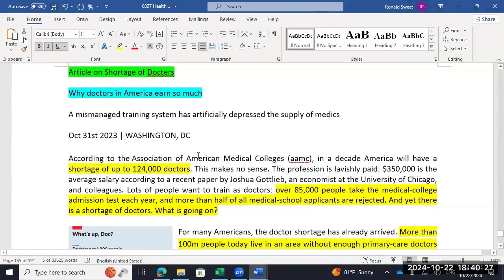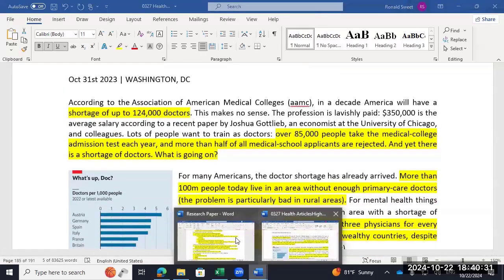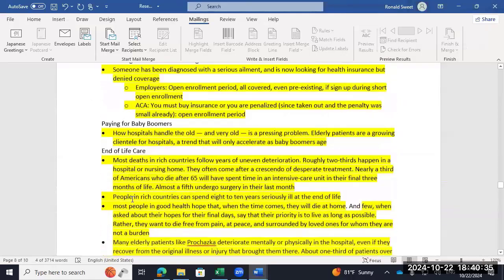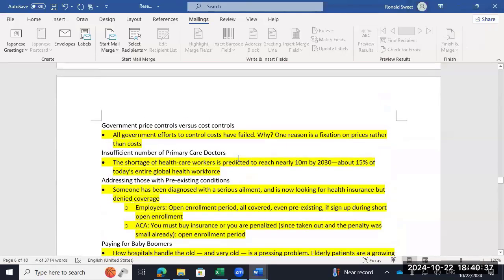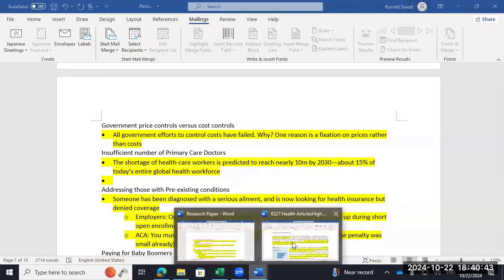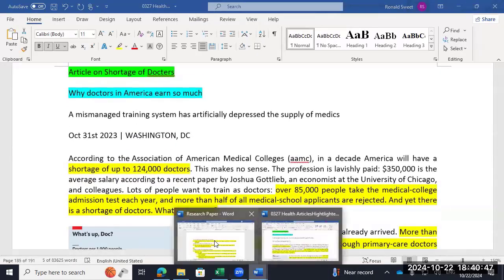Okay, shortage of doctors. This one's really, really simple. Use this article or the one that says shortage of doctors. Right here, insufficient number of primary care doctors. I'll just give you the page number, page 185.